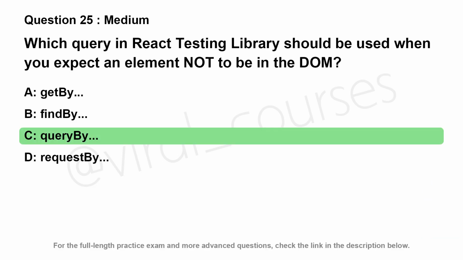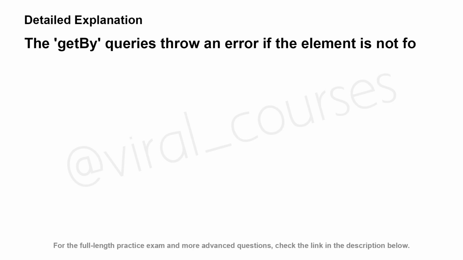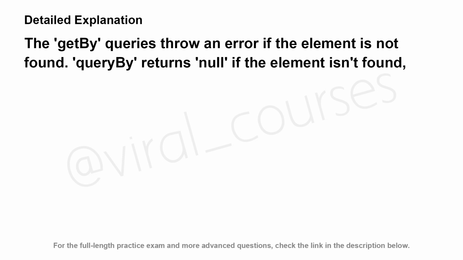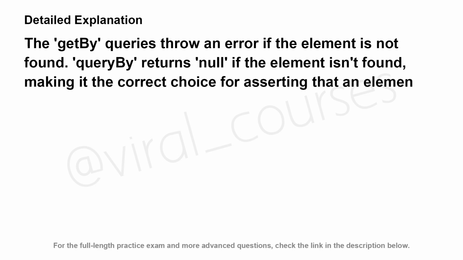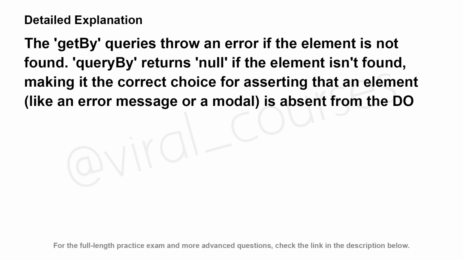The correct answer is C. The getBy queries throw an error if the element is not found. queryBy returns null if the element isn't found, making it the correct choice for asserting that an element, like an error message or a modal, is absent from the DOM.